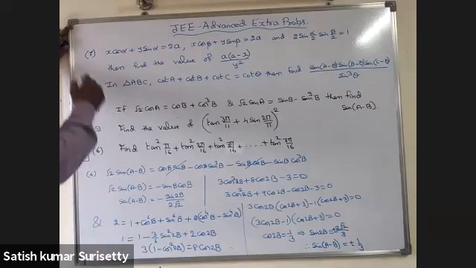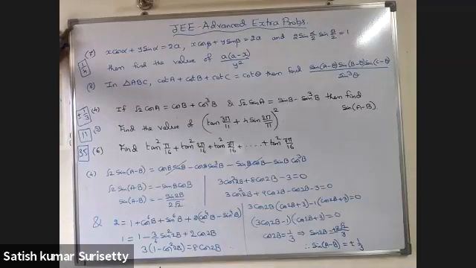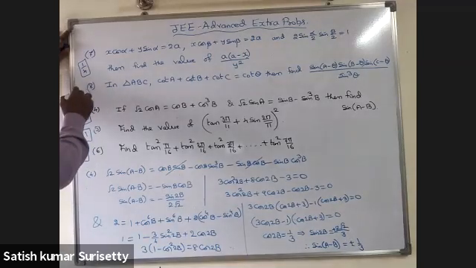So the seventh one you will get as 1 upon 4, and the eighth one you will get as 1.